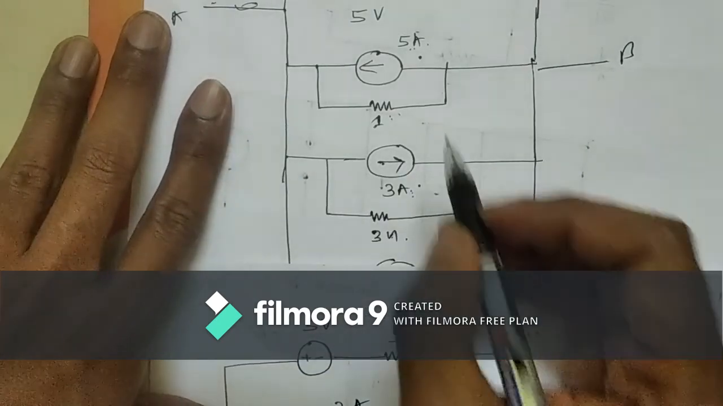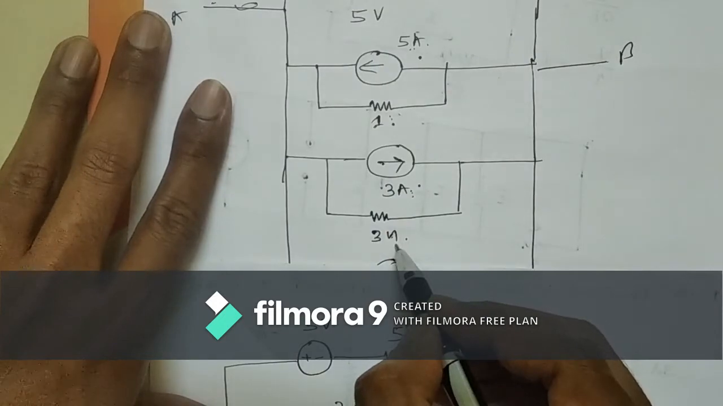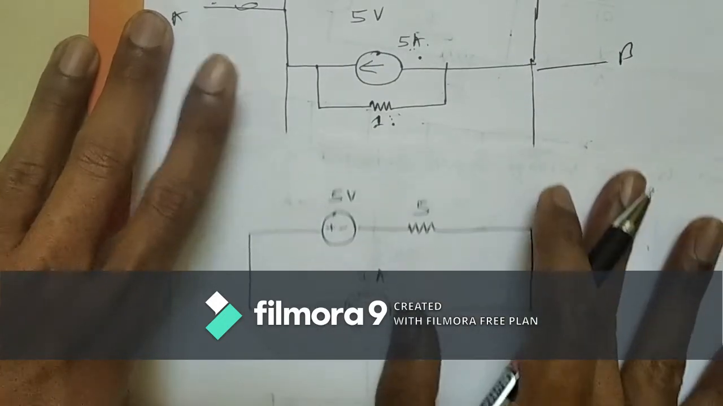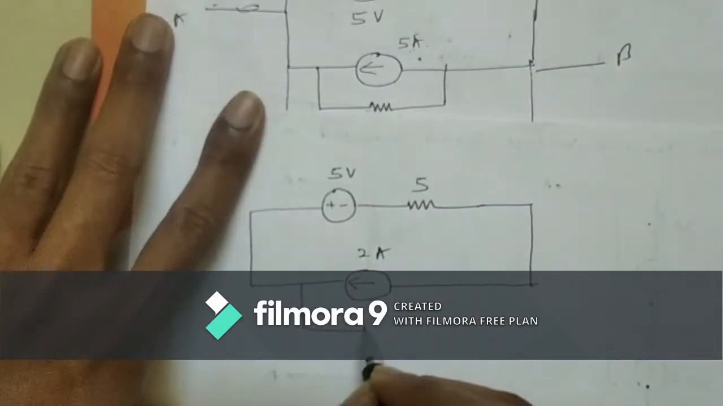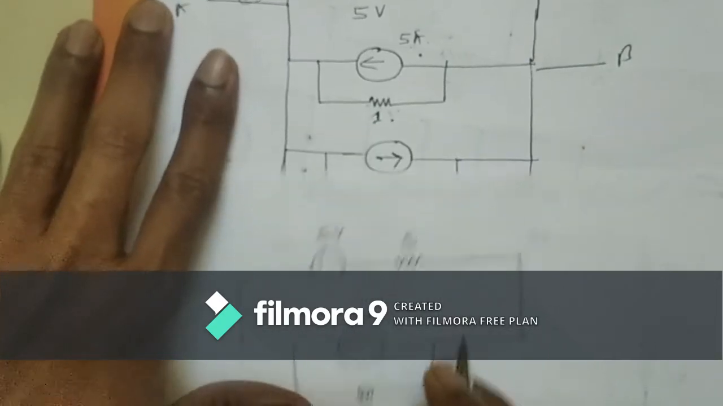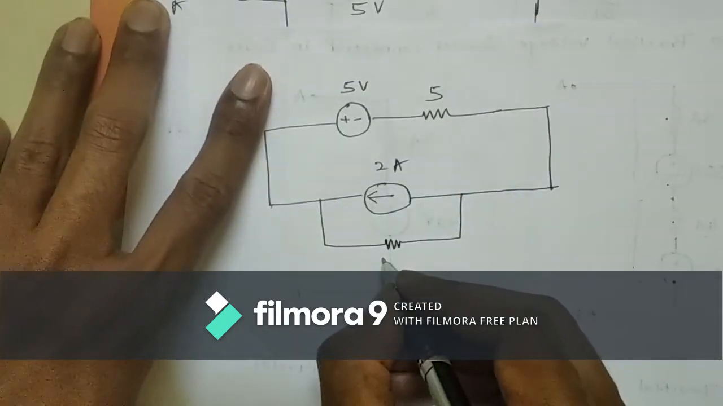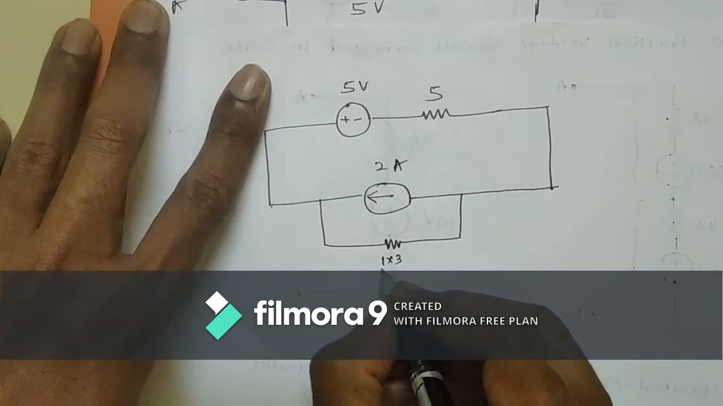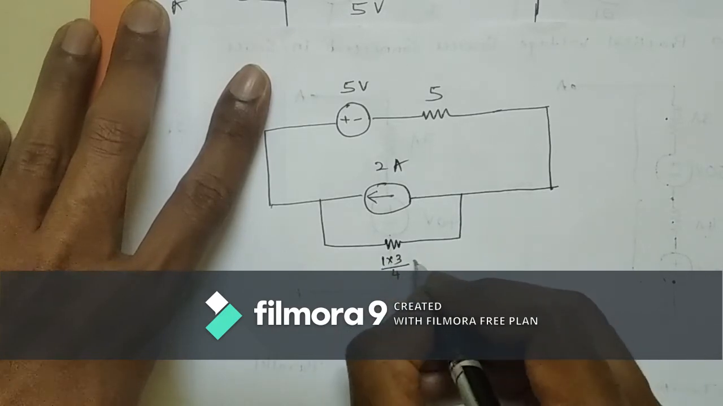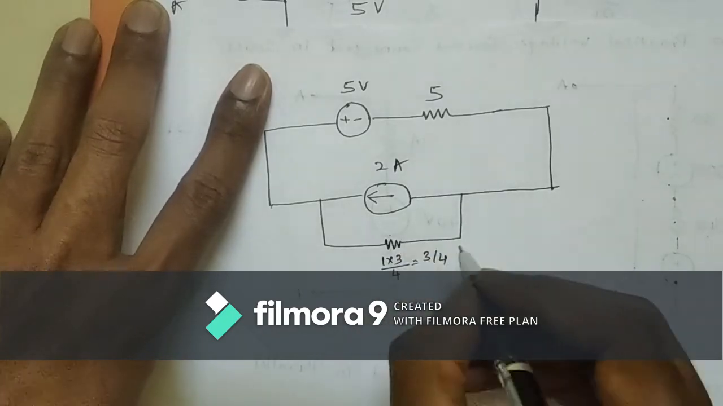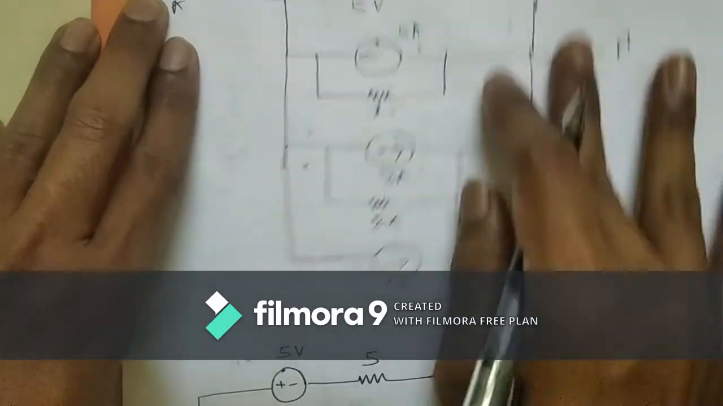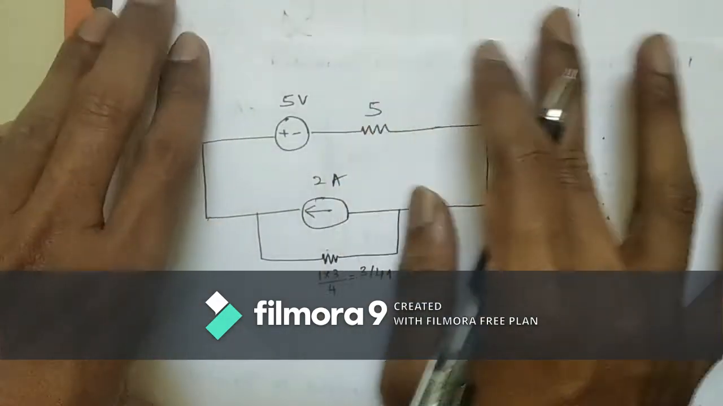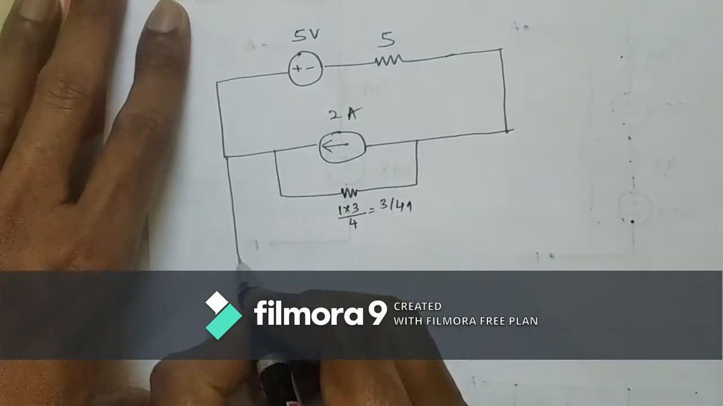And this 1 ohm resistance and this 3 ohm resistance are connected in parallel. The equivalent resistance is 1 into 3, divided by 1 plus 3, so it is 3 by 4. So the equivalent resistance is 3 by 4, and I will draw this 6 amperes source as it is.